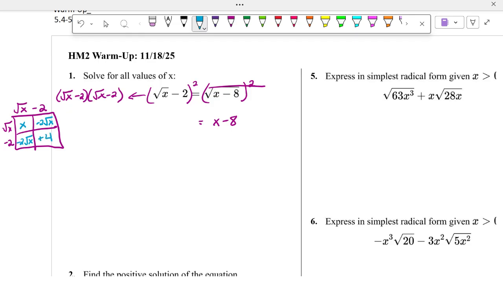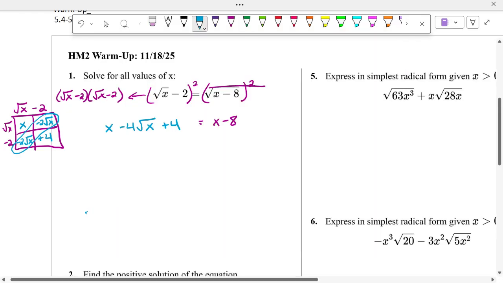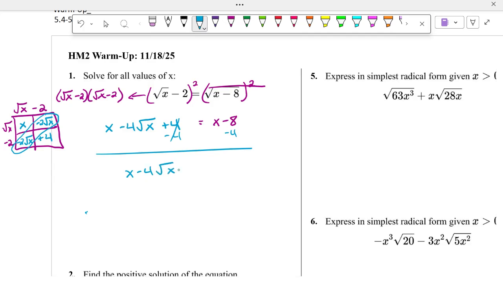Positive 4. So now I'm going to pull everything out and combine like terms, which, remember, if they have the same radicand and index, you can combine the like terms. So this would be x, and then what's the next part? Plus 4. All right. Now, what do you guys think my next step is going to be? We're going to subtract 4 from both sides. I get x minus 4 square root x is equal to x minus 12.